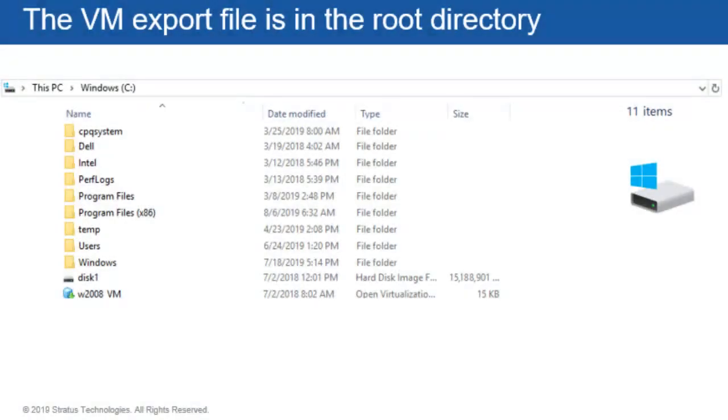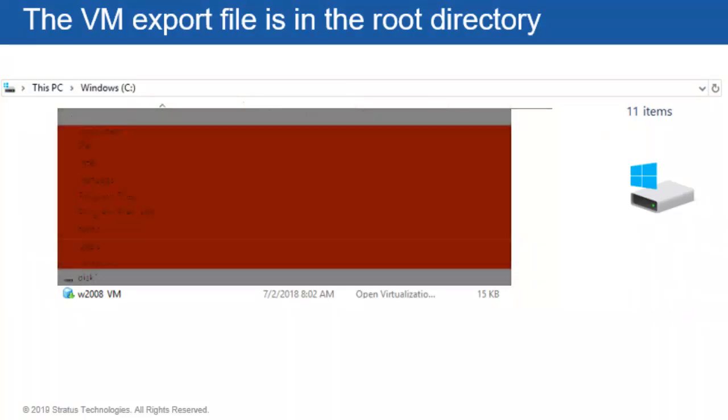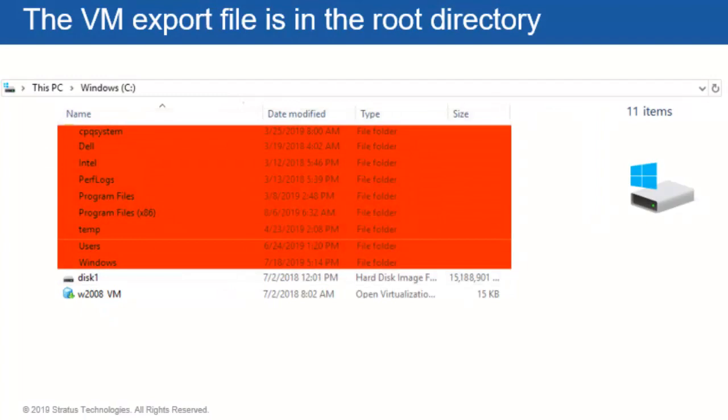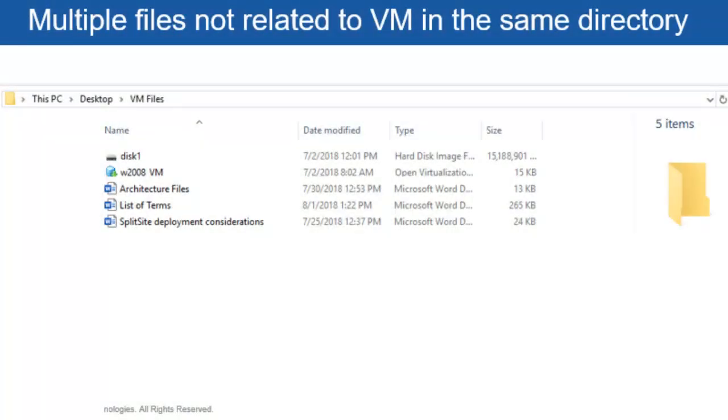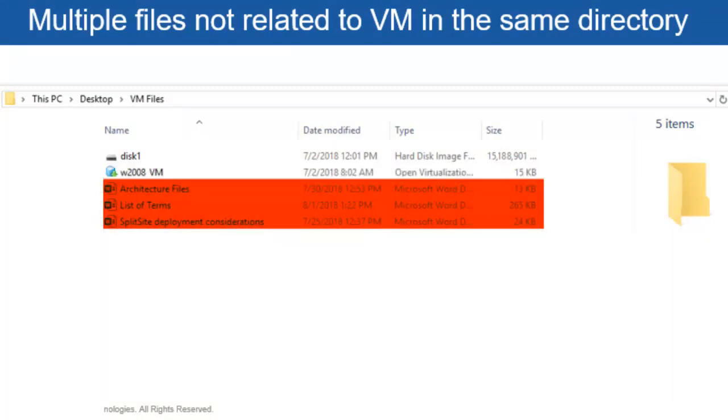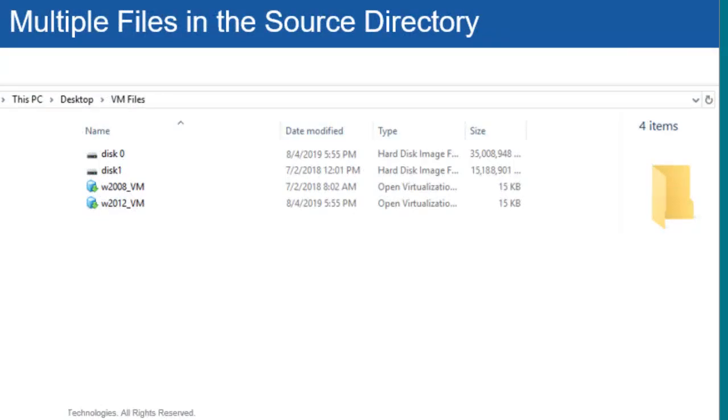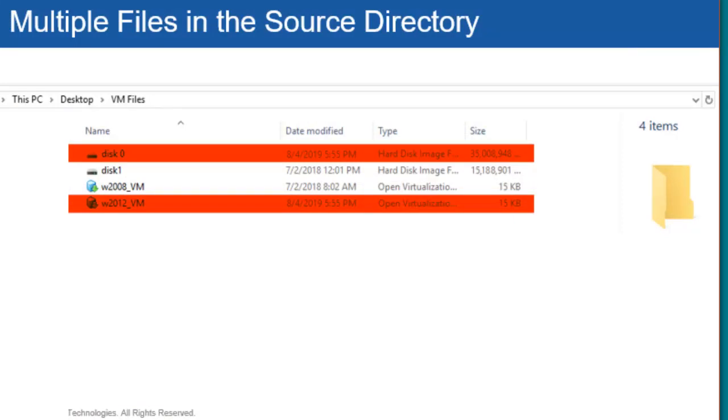If an exported VM is placed in the root directory of a share, the import will fail because the root directory contains other files. The solution is to place each VM into its own directory with no other files. If the VM exported files are placed in any directory with other files, the import into ZTC will fail. The solution is to place the exported VM files into a directory with no other files. If the VM exported files are placed in a directory with other exported VM files, the import into ZTC will fail. The solution is to place the exported VM files into a directory with no other files.